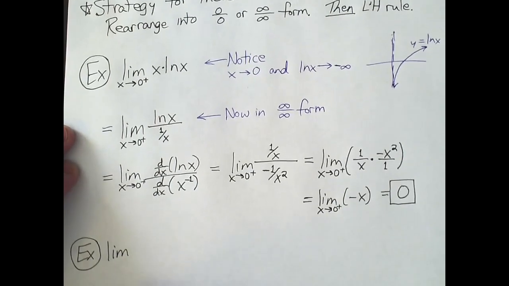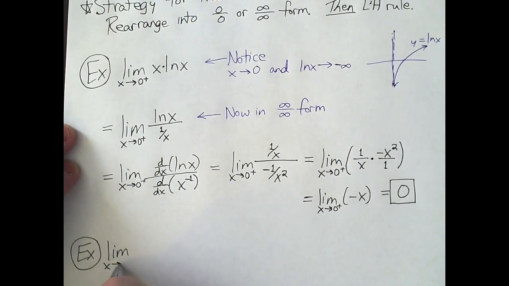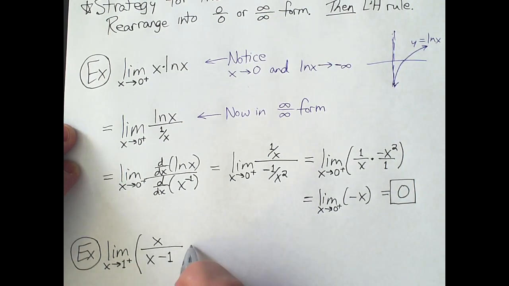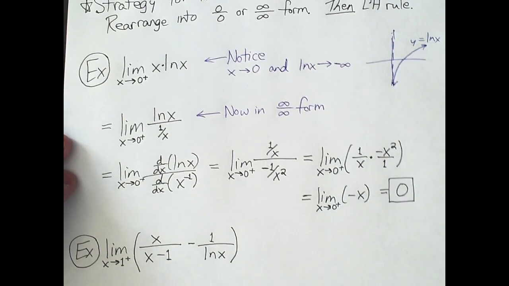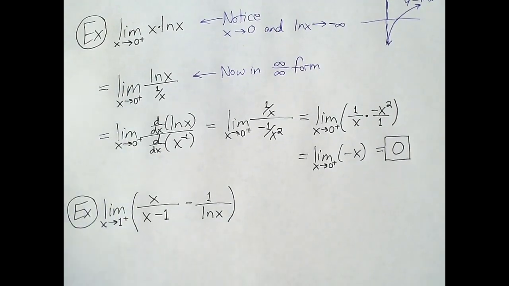Suppose we want to do the limit as x approaches 1 from the right of, ooh, this is an interesting one, x over x minus 1 minus 1 over ln x. Let me start this one out for us. Let's talk about this. What form is this? We should think about what's happening to each term.